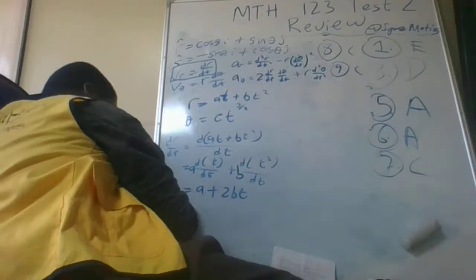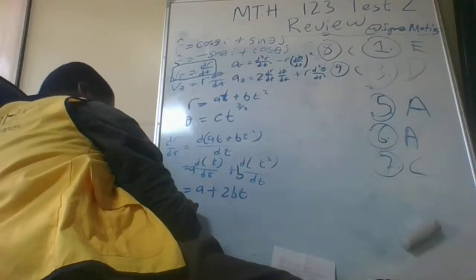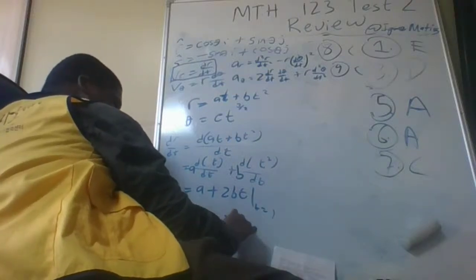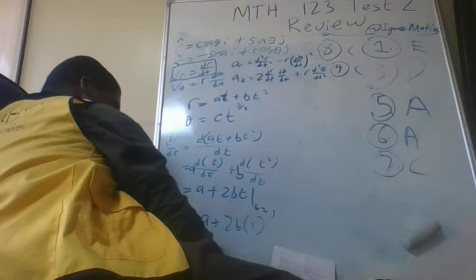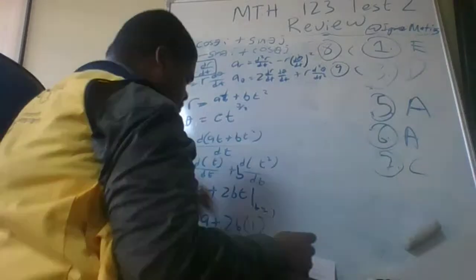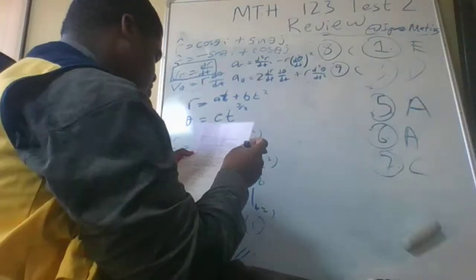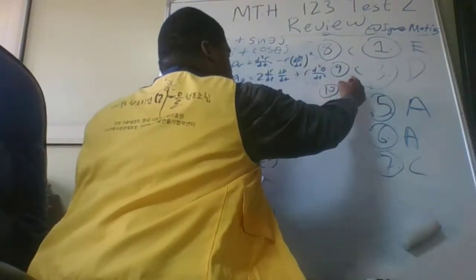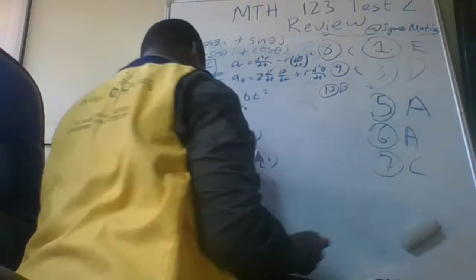But they said at time t equal to 1. When t is equal to 1, this is going to equal a plus 2b times 1, which is a plus 2b. So our radial component of velocity is a plus 2b, option B. Question 10, option B.